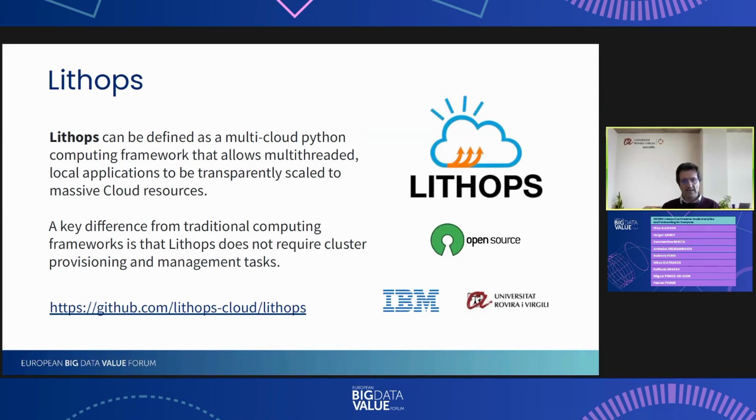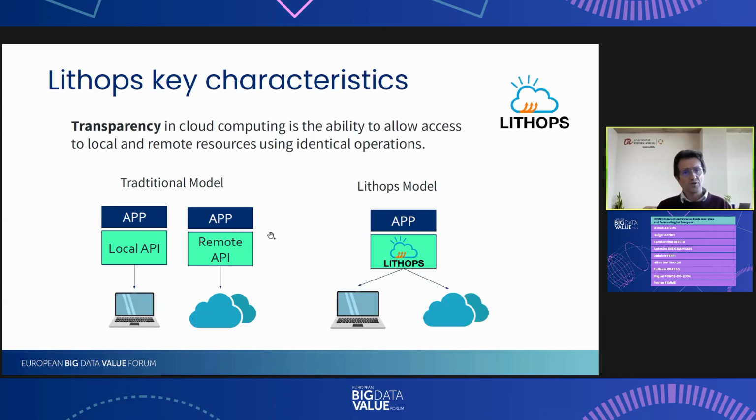Lithops can be defined as a multi-cloud Python computing framework that allows multi-threaded local applications to be scaled to massive cloud resources. So you code normal Python in a notebook, and when you launch processes, it launches functions or resources in the cloud. The difference here is that we don't require any configuration or provisioning. You just configure your credentials to your serverless services, and that's all. You can access these resources in this link. It is completely open source, so it's free to use.